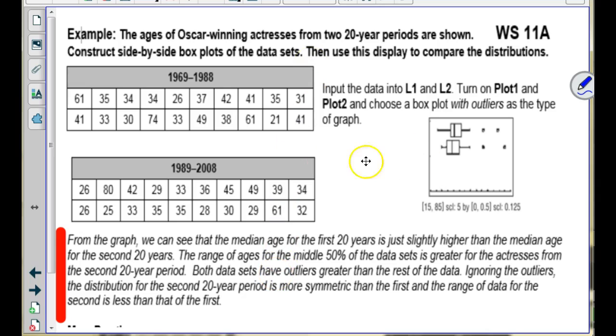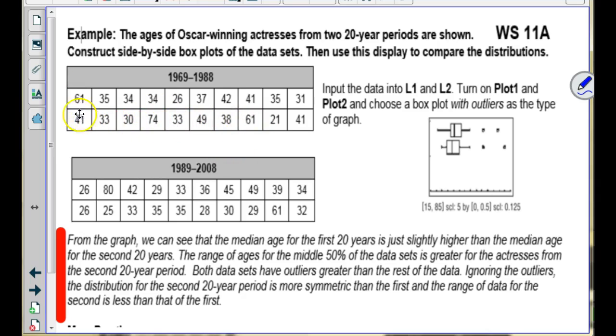It's just an example. It says the ages of Oscar-winning actresses from 2 20-year periods as shown below. So from 69 to 88, these were the ages of the women given the Best Actress Award, okay? And this is the top plot right here. You will notice with the exception of 2 outliers, they're closely bunched together down here, okay? And it looks to me like this 74 is an outlier, and maybe both of these 61s.